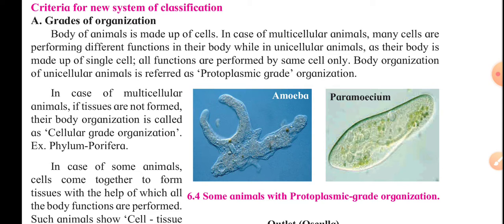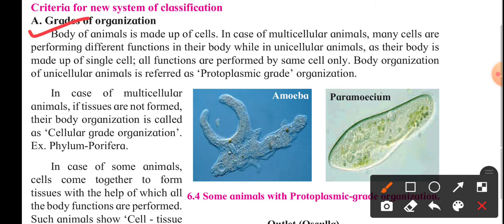So, in that classification, the first criterion is the grades of organization. When we talk about the grades of organization, it basically means that how the cells present in the body are organized in the animal's body decides the grade of organization of the animals. When we talk about unicellular animals, they are referred to as the protoplasmic grade of organization. Why? Because there is a single cell present, that's why they are called the protoplasmic grade of organization.